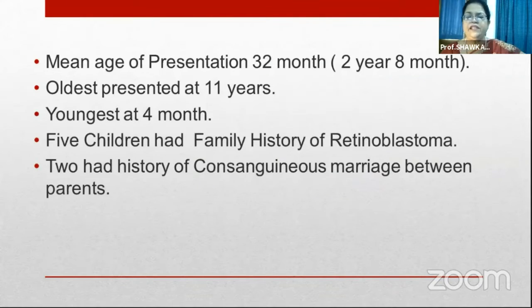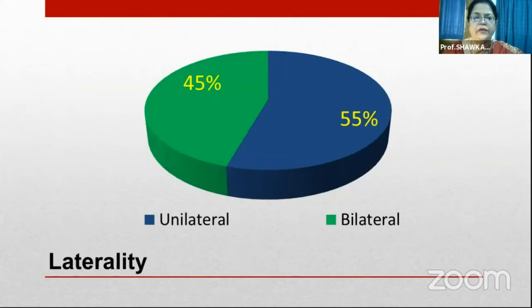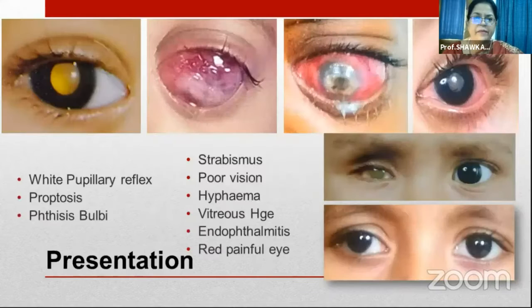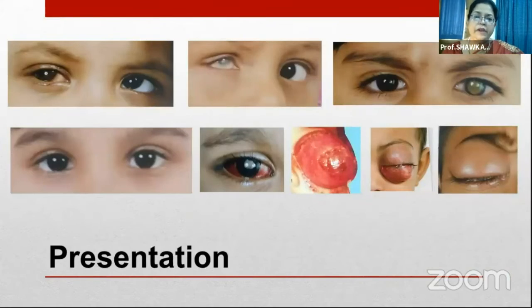The mean age of presentation was 32 months, the oldest presented at 11 years, the youngest at 4 months. 5 children had a family history, and 2 children had consanguinity between parents. Bilateral cases were 45% and unilateral 55%. These were the presentations. Most children presented with white pupillary reflex. Then proptosis, buphthalmos, strabismus, poor vision, hyphema, vitreous hemorrhage, endophthalmitis, white pupil, painful eyes.